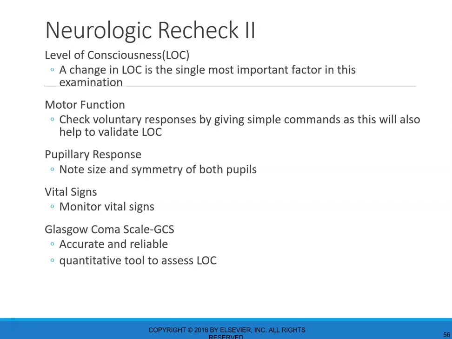With motor function, you want to check voluntary responses by giving simple commands, because it's also going to validate their level of consciousness. When you are checking the pupils, you want to note the size and symmetry of the pupils and their reaction or lack of. You want to monitor the vital signs closely, and you want to use the Glasgow Coma Scale to assess level of consciousness.